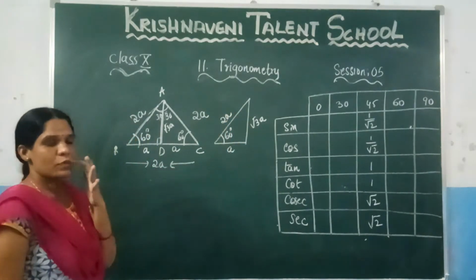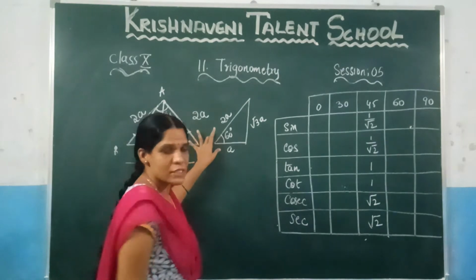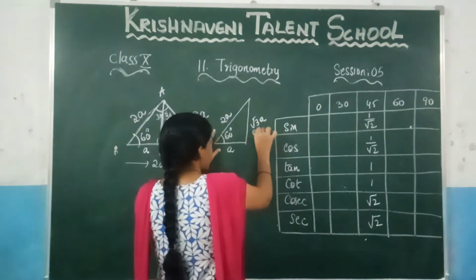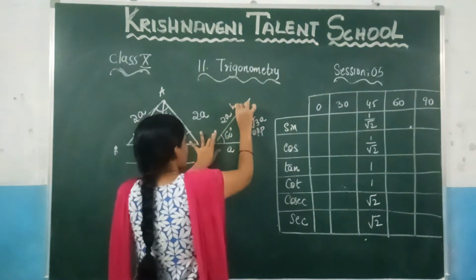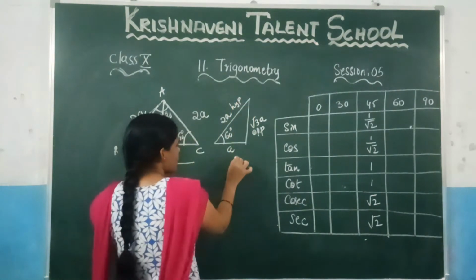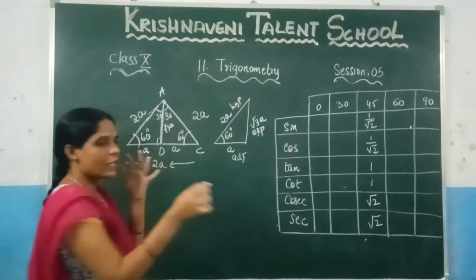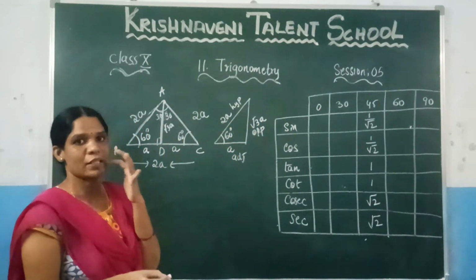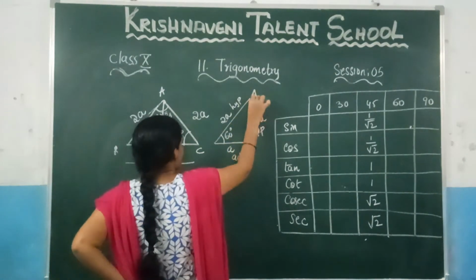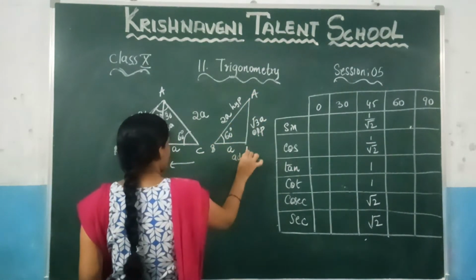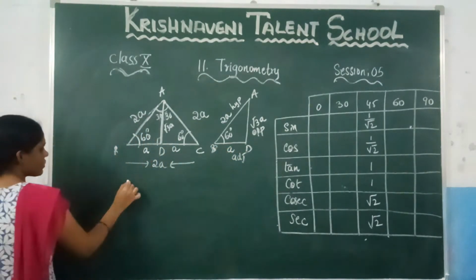Since I am talking about this angle, based on this angle, what is the opposite side? This is the opposite side. And what is the longest side? This one, hypotenuse. And what is the remaining side? Adjacent side. So based on this triangle, I need to find all the trigonometric ratios of 60 degrees. Now, what is the name of this triangle? Which is nothing but ABD. So let us find all these values.